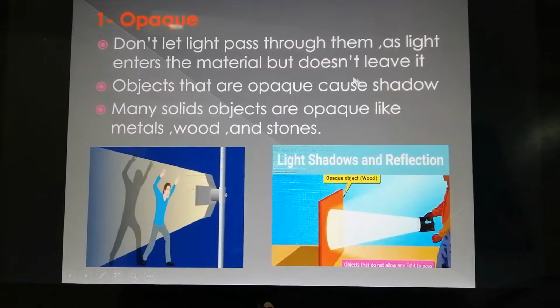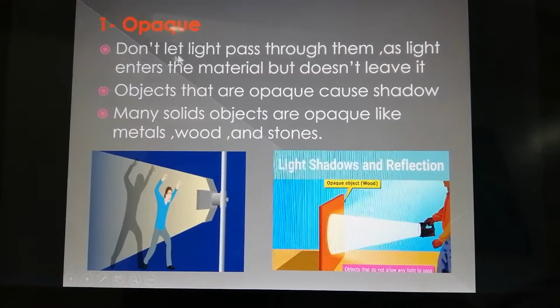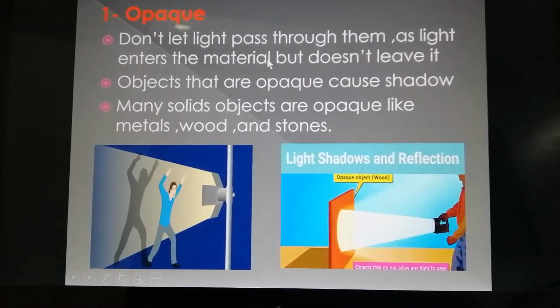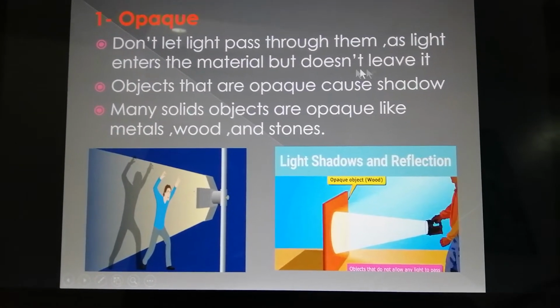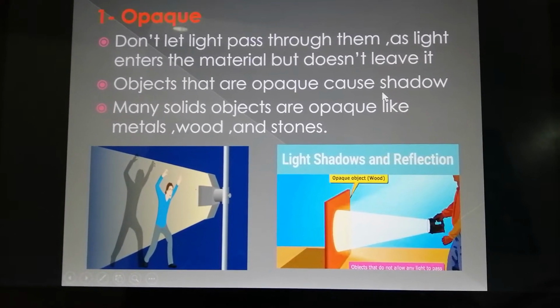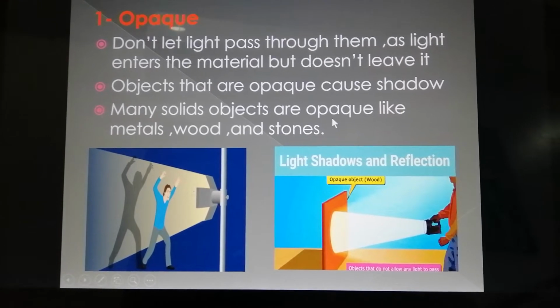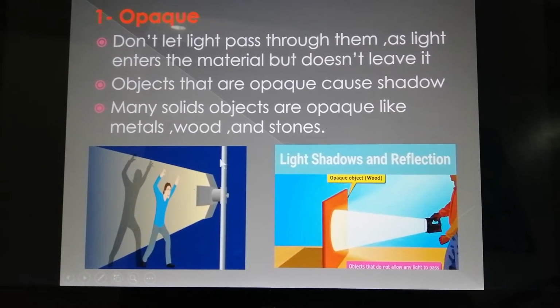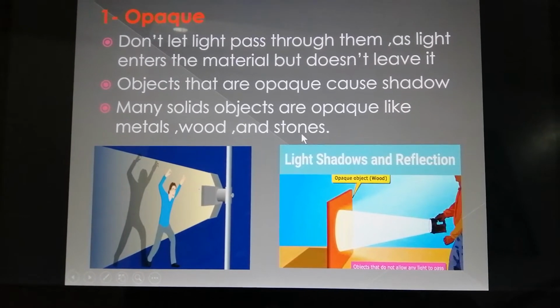First, we have the opaque. They don't let the light pass through them, as the light enters the material but doesn't leave it. Objects that are opaque cause shadows. Many solid objects are opaque, like what? Like metals, like wood, like stone.